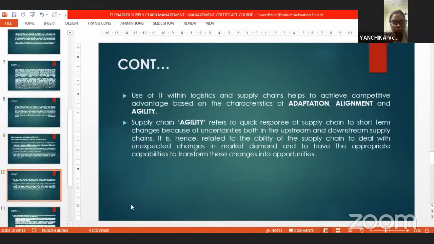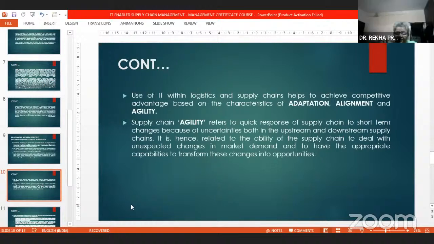Use of IT within logistics and supply chain helps in achieving competitive advantage based on the characteristics of adaptation, alignment, and agility. Supply chain agility refers to quick response of the supply chain to short-term changes because of uncertainties both in the upstream and downstream supply chain. It is hence related to the ability of the supply chain to deal with unexpected change in market demand and to have appropriate capabilities to transform these changes into opportunities.